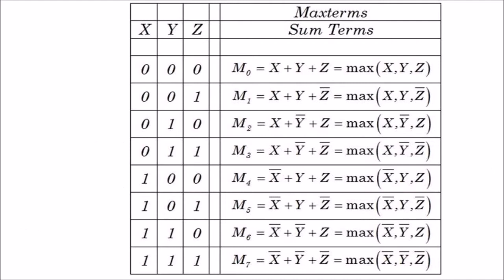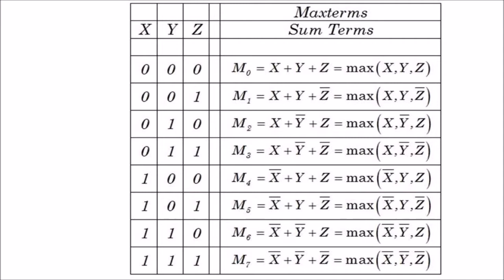So let us consider three variables x, y and z. The different formations of x, y, z are 0, 0, 0, then 0, 0, 1, and so on up to 1, 1, 1. So if we are considering 0, 0, 0, the max term representation will be x plus y plus z. Since the values of x, y and z are 0, we are taking the variables as themselves.